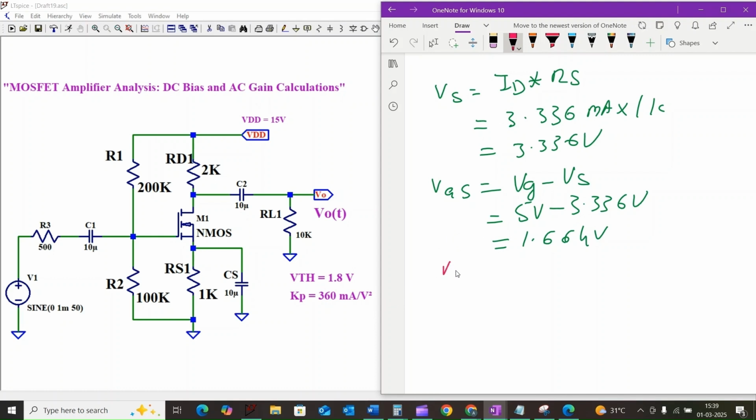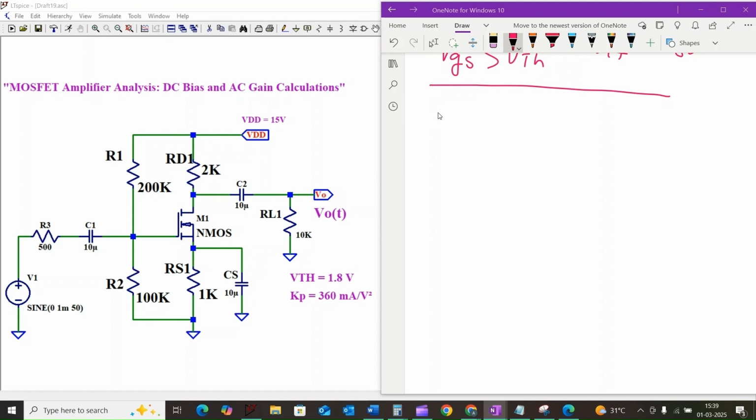So if you want to prove the saturation region, VGS should be greater than VTH. In our case, VTH is 1.8 volt, so this condition is not satisfied. Let us consider another value of ID, that is ID equal to 3.069 milliamps.